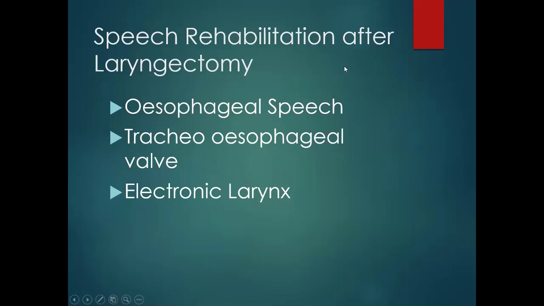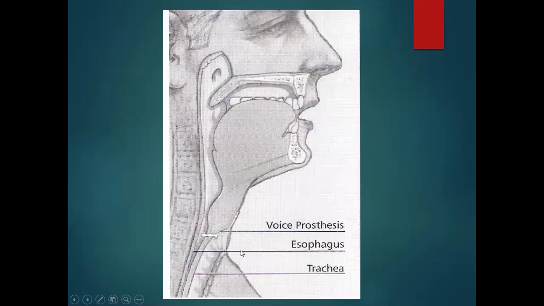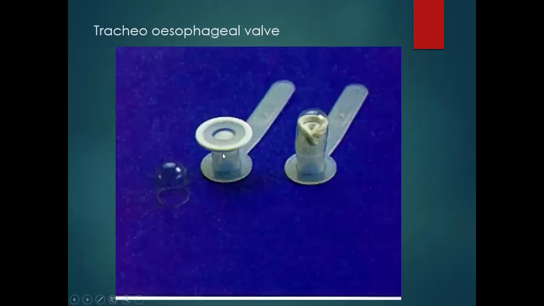For speech rehabilitation after laryngectomy, there are three techniques: esophageal speech, tracheoesophageal valve insertion, and electronic larynx. So this is the principle of valve insertion. This is the opening of the trachea into the anterior skin, and then we puncture the posterior wall of the trachea and the anterior wall of the esophagus and put in a one-way valve called a voice prosthesis. The patient has to be trained to speak using the voice prosthesis. And this is the appearance of that valve.